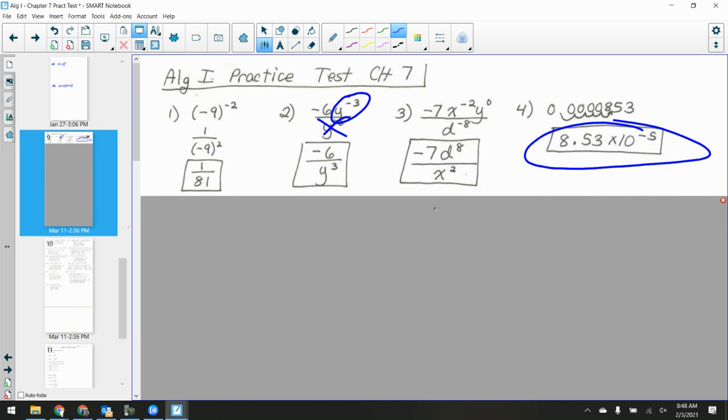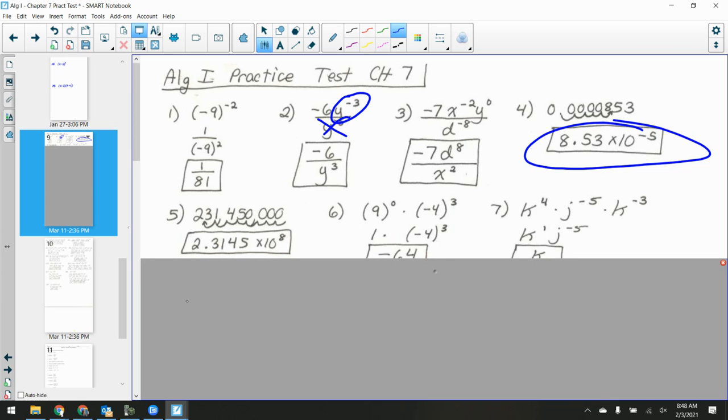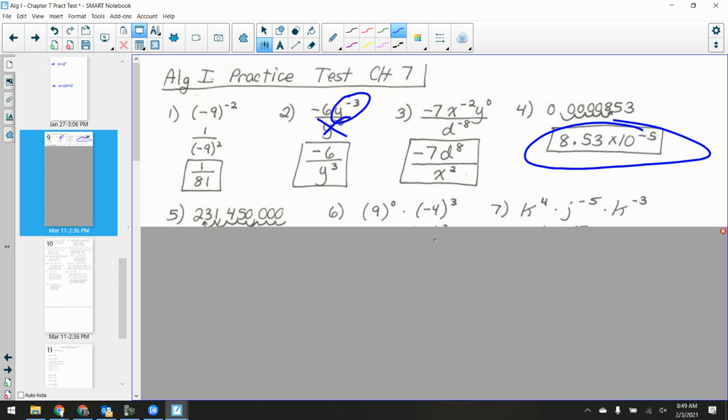All right, let's take a look at number 5. We're going to go from 5, 6, and 7. Okay. Number 5, read that to me, Mason, in scientific notation. 2.31 times 10 to the 17. Good. I think it should be times 10 to the 8th. You've got to go one more spot, times 10 to the 8th. Yeah, 2.3145. I would write all the numbers out, but yeah, if you wanted to just kind of round it like that, that would be fine.